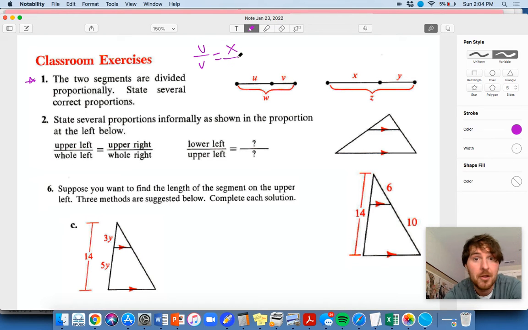I call this one the mother proportion, like the mothership. Everything gets built off of there. We know that's true because u to v, I did large, there were parts, the smaller part equals the larger part, the smaller part here.